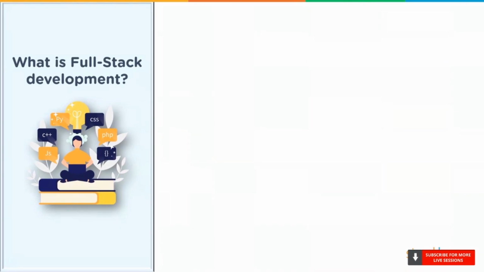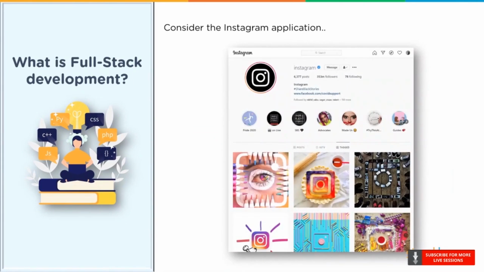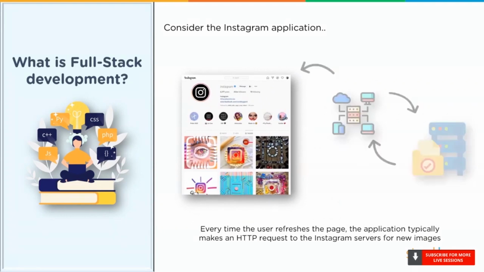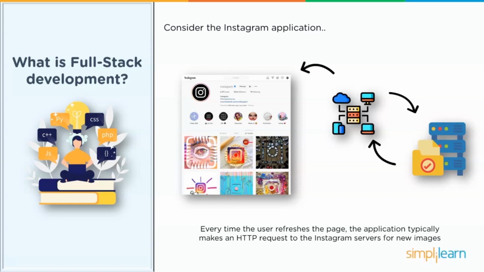Alright, now, what exactly is full stack development? Now consider a web application. Let's say Instagram. So every time you refresh the page, new images are loaded. So this is what the user experiences, right? New images are loaded onto his feed. But what exactly happens behind the scenes is that the backend fetches new images from the Instagram servers, and these images are then loaded onto your Instagram feed, right? The app is so easy to use and leaves the users extremely satisfied.